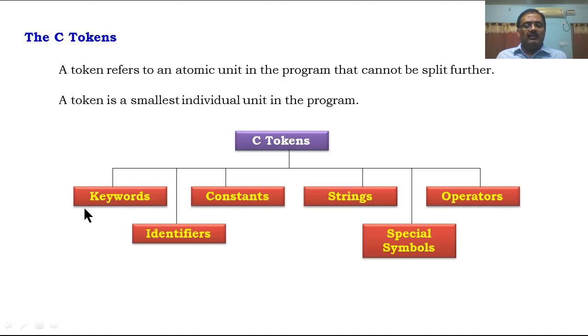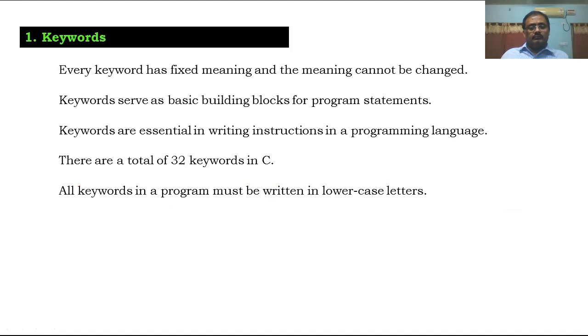The different categories of tokens are keywords, identifiers, constants, strings, special symbols, and operators. First, we discuss keywords.